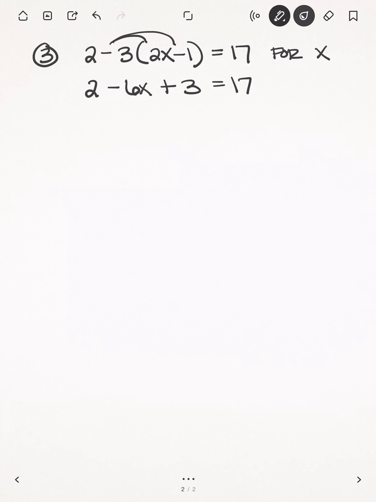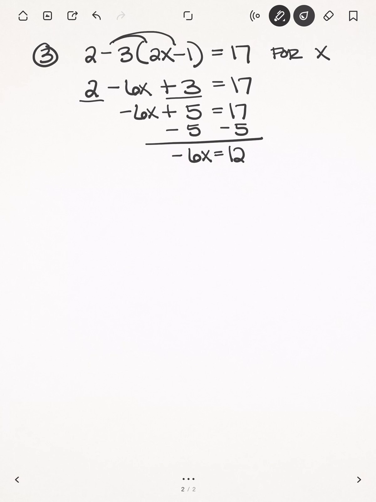Alright, so we got rid of the parentheses. Now we collect like terms. I get negative 6x plus, I have 2 plus 3, which is 5, is equal to 17. Now I have a two-step equation. Subtract 5 from both sides. And I have negative 6x is equal to 12. Divide both sides by negative 6. The negatives cancel, the 6's cancel, and I get x equals -2. So hopefully you got that answer.